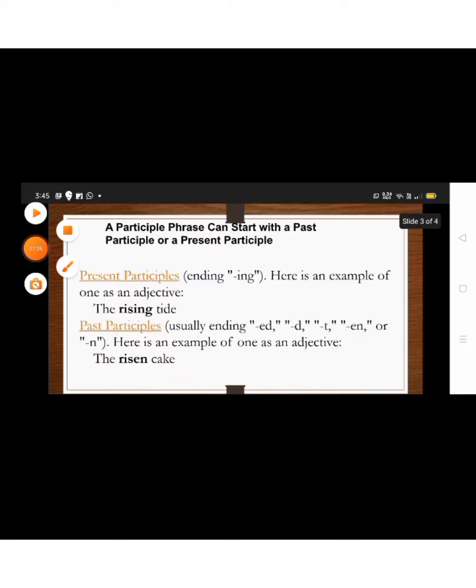So as I told you, children, a participle phrase can be a past participle or a present participle. A present participle always ends with ing. Here is an example: the rising tide. And the past participle usually ends with ed, d, t, en or n. So you can see here an example, the risen cake.